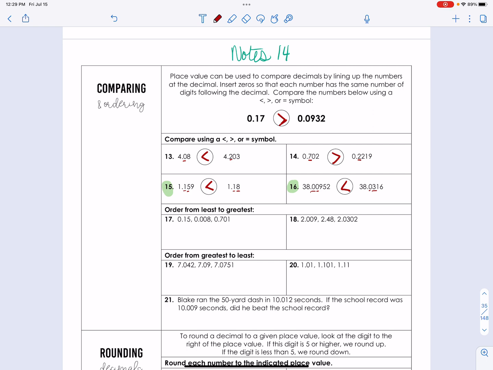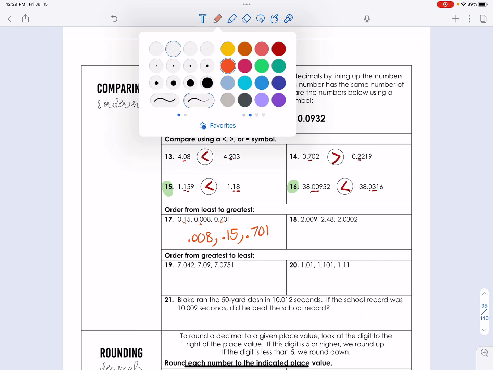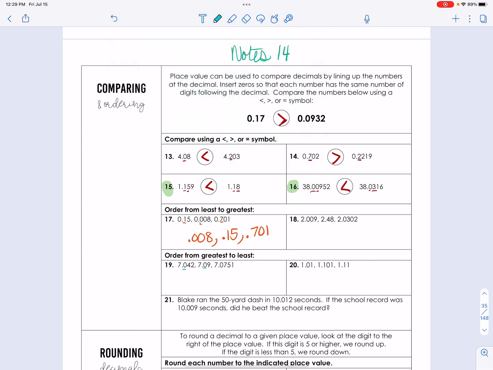Okay, from least to greatest, sometimes you can get lucky. If you just look at the tenths place, like on this one, it gives you the answer. The smallest is 0.008 because 0's the smallest, then 0.15 and 0.701. Okay. And then if I order it from greatest to least, I'm going to jump down and do this one. So I do tenths, tenths, tenths. They're all zeros. So now I'm going to go to hundredths, hundredths, hundredths. The greatest is 9, 7.09, and then 7.07, and then 7.04. So I would like you to pause the video, and I would like you to do these three.